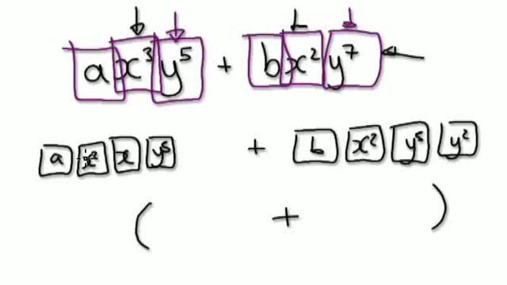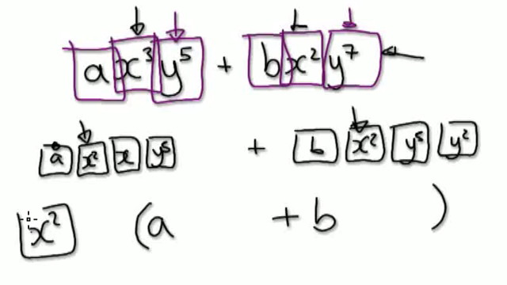Now that you've broken this up like this, what's in common here? The a is not in common, b is not in common, so you can't really take them out. They have to live inside the brackets. What's in common? Well, x squared is in common. So let's take the x squared out. X squared out.